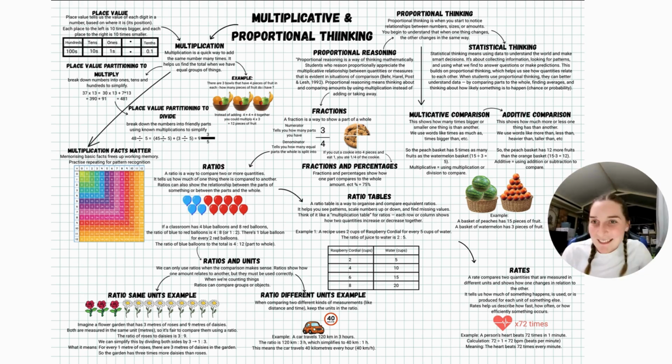Lastly, statistical thinking means using data to understand the world and make smart decisions. It's about collecting information, looking for patterns, and using what we find to answer questions or make predictions. This builds from proportional thinking, which helps us see how quantities relate to each other. When students use proportional thinking, they better understand data by comparing parts to a whole, finding averages, and thinking about how likely something is going to happen with chance or probability.